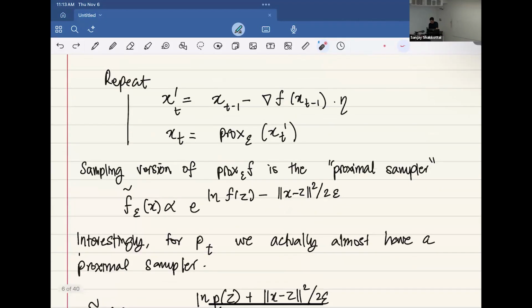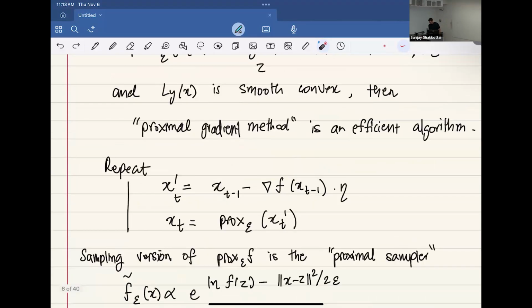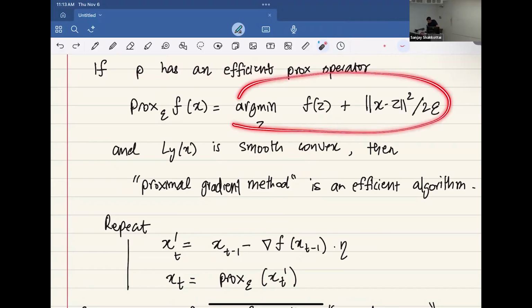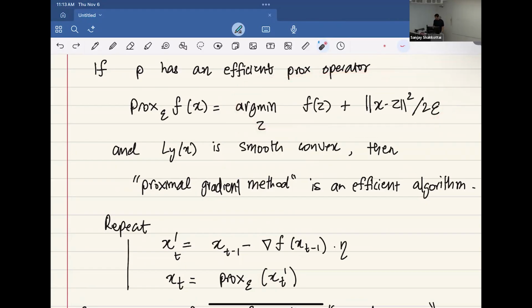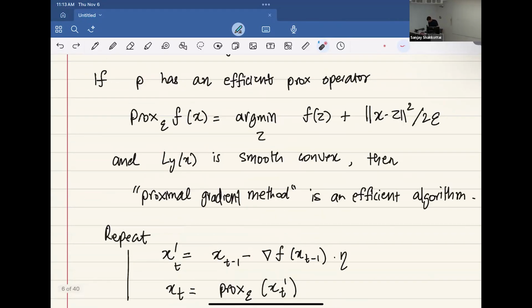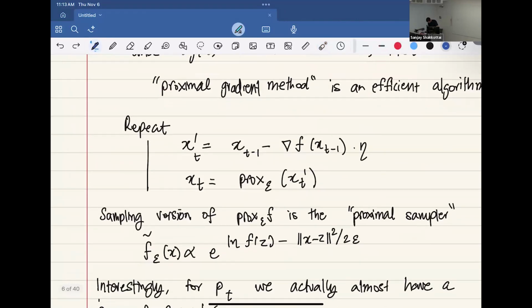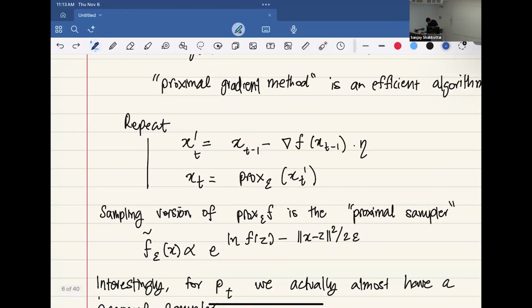We'll talk about that connection more in a second, but this is the proximal gradient method, and basically you can sample efficiently. The thing that you need when you run the proximal gradient method is an efficient way to compute the prox. Oh, this is missing a p or a log p here. I'll just say p.